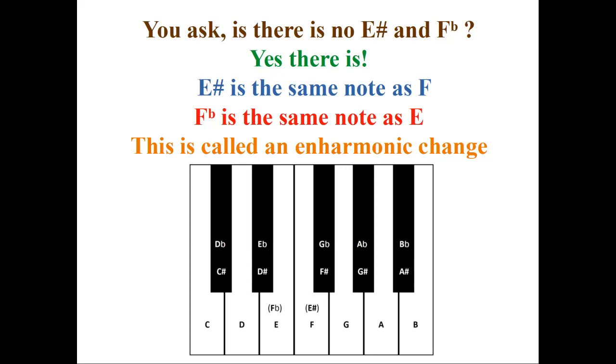F flat would be exactly the same note as E. So if we came down G, G flat, F, and we went F flat, we'd actually be doing E, which is an enharmonic change. So those are enharmonic changes. So we do have an E sharp because it's an F, and we do have an F flat because that's actually E.